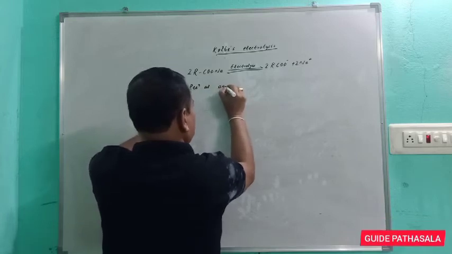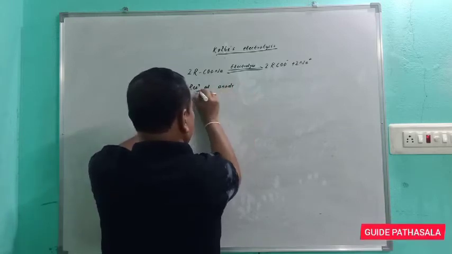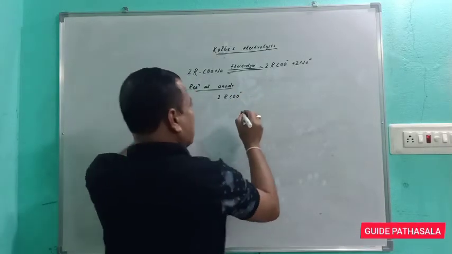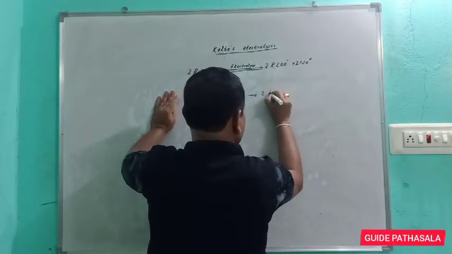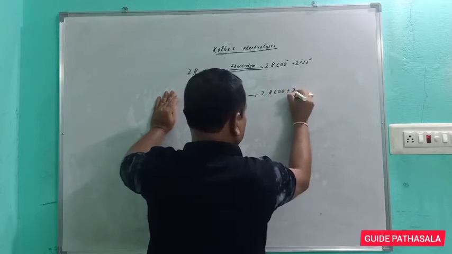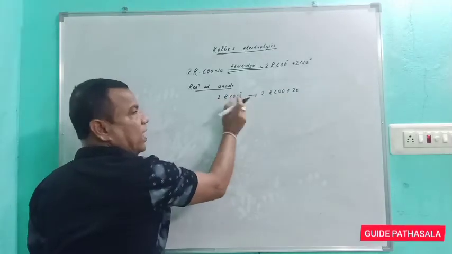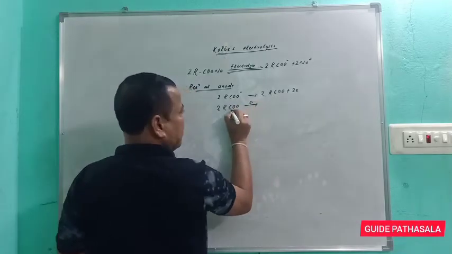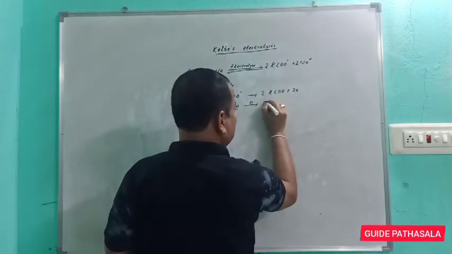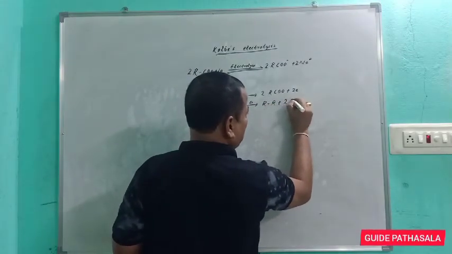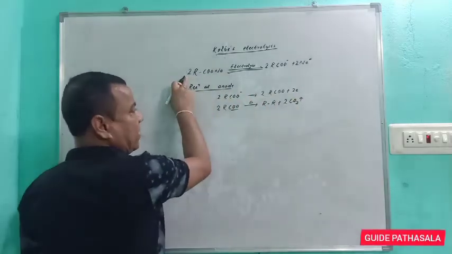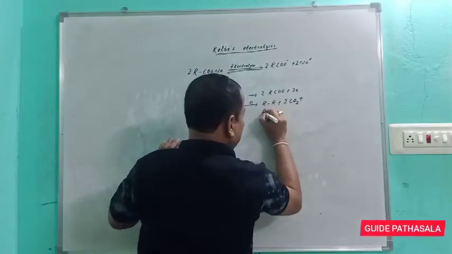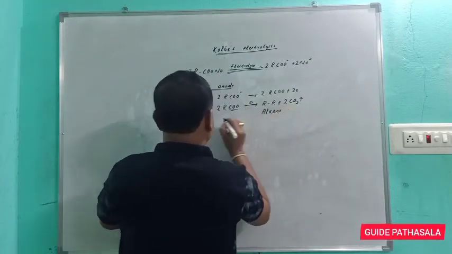Reaction at anode. Anode means it is the positive terminal of the electric field. 2RCOO minus first neutralizes to form 2RCOO plus 2e minus. Then second step, 2RCOO loses two molecules of carbon dioxide, giving R single bond R plus 2 molecules of carbon dioxide. This R-R is an alkane.